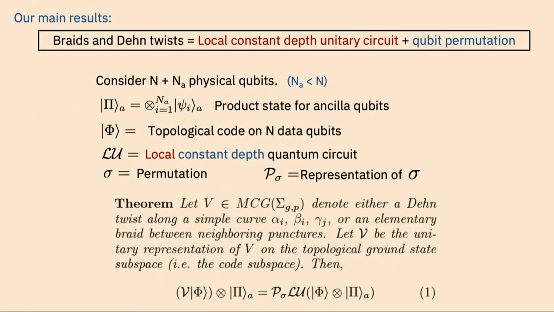So our main result is that braids and Dehn twists can be implemented by 2 processes. One is a local constant depth circuit denoted by LU. The other is a permutation of qubits where the representation is denoted by P sigma. So we consider n data qubits and n_A ancilla qubits. The mapping class group element acting on the data qubits in the code can actually be implemented with these 2 operators acting on the product states of the data qubits and the ancilla qubits.